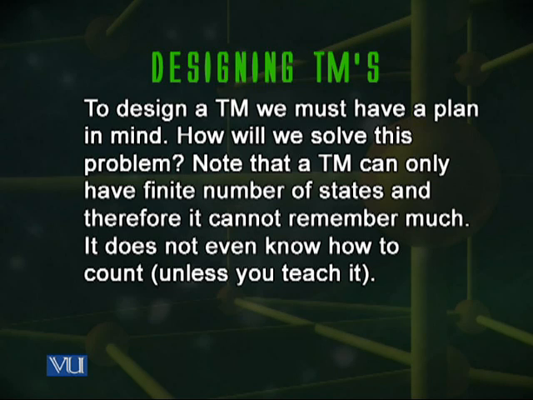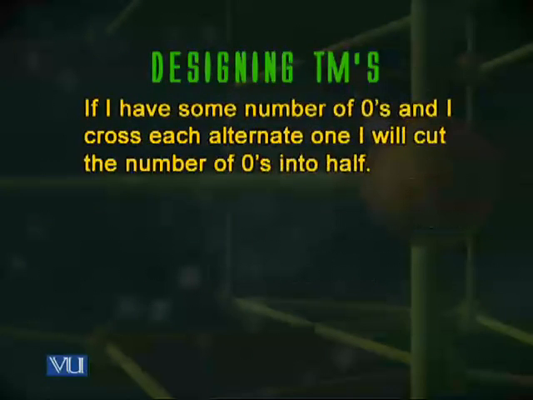Well, here is a very interesting idea. If I have some number of zeros and I cross out each alternate one, I cut the number of zeros into half. Of course, if the number of zeros is odd, then I will not find the alternate zero in the end and will discover that the number of zeros in the string was an odd number.